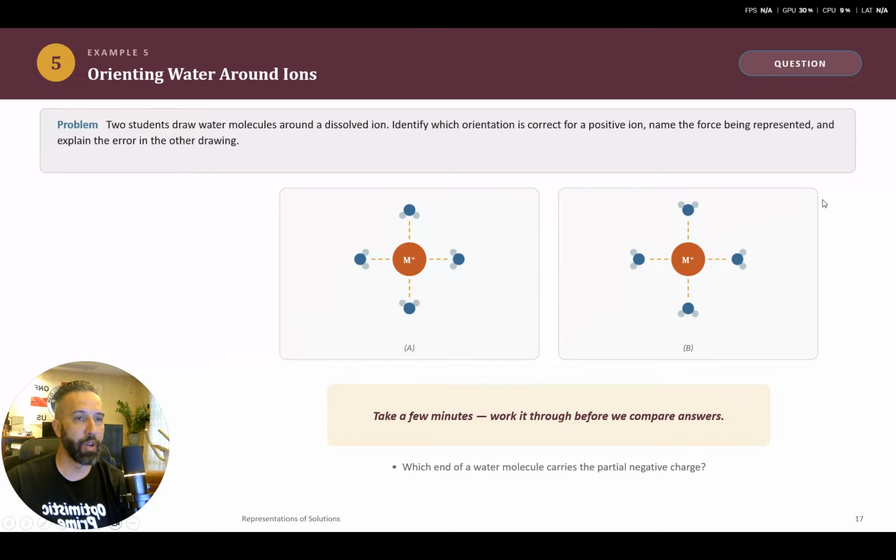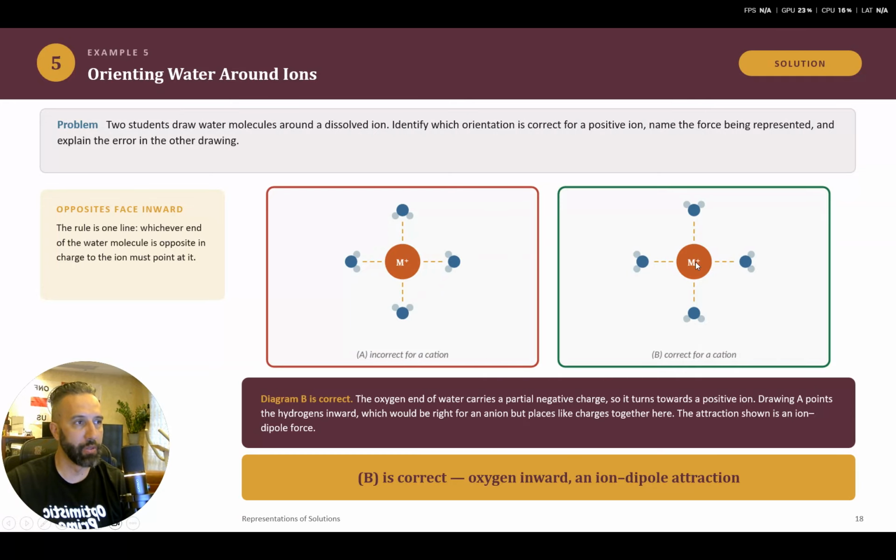And here's the one with water. So which one is correct? And again, the blue side is negative, so the blue side needs to be turned towards the plus. While this here, you got 2 pluses, which is just going to repel.